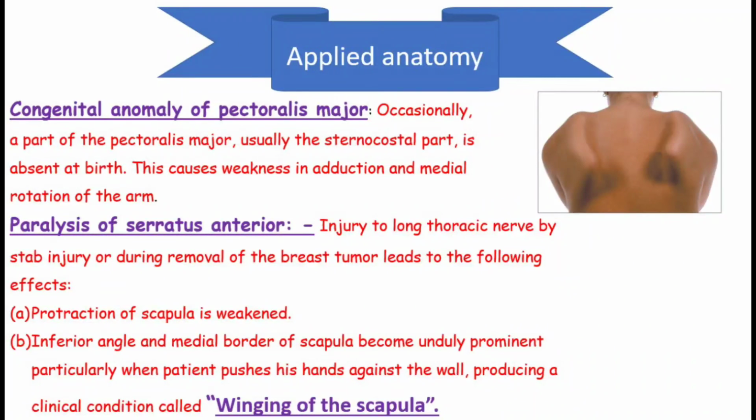Protraction of the scapula is weakened. And another important thing is winging of the scapula. The inferior angle and medial border of the scapula become unduly prominent, particularly when the patient pushes his hand against the wall, producing a clinical condition called winging of the scapula.